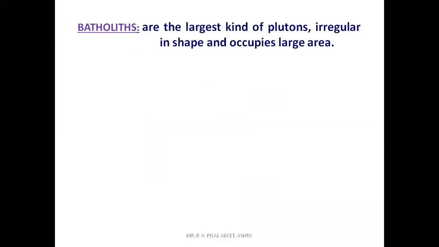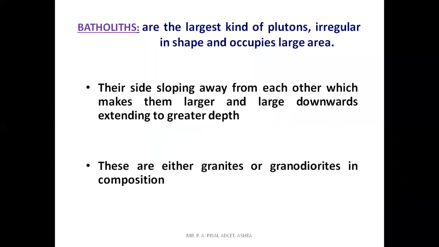So after the laccolith, we are going to discuss the next type of form, which is known as the batholith. Now, batholiths are the largest kind of plutons, irregular in shape and occupying a large area. Generally, just remember that the shape is not regular. They are formed in very irregularly shaped bodies. Plutons, now this word is very important. Plutons means the large rock bodies which are generally formed from plutonic type of rock.